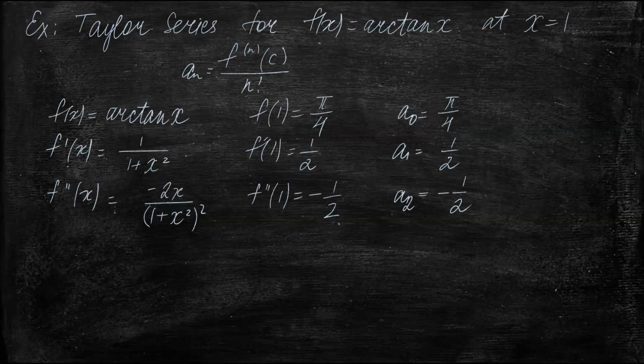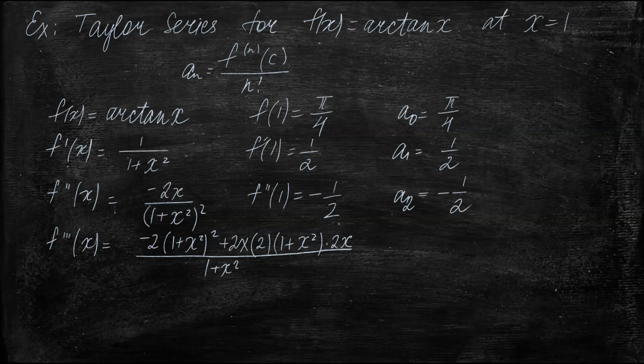And I'm gonna push it here and try to find it for n equals 3. Derivative of the numerator times the denominator minus derivative of the denominator times the numerator. So we're going to put plus 2x here. 2 times 1 plus x squared times 2x divided by 1 plus x squared to the power 4, and the third derivative at 1.